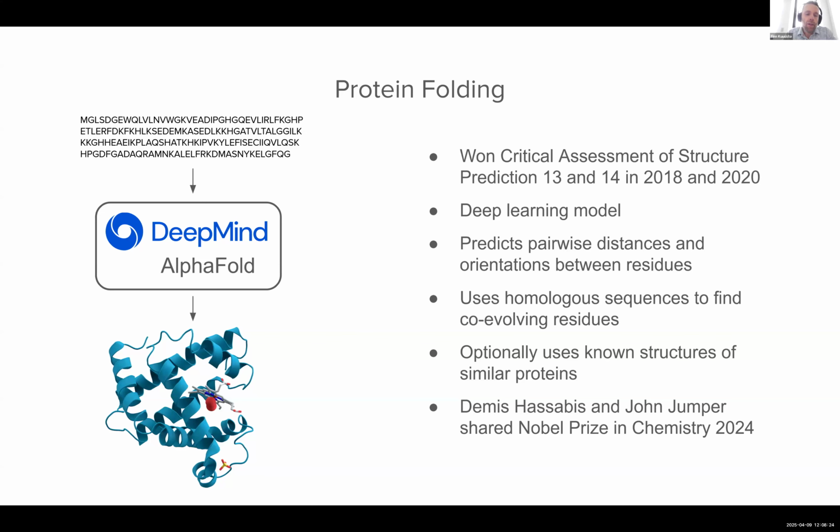What was really neat about it was, well, I can't explain in depth how the model works. I'm sure we could spend a whole session talking about that. There's a Nature paper on it, I believe from 2021. But basically, it's this deep learning model that predicts pairwise distances and orientations between the residues, or the amino acids.